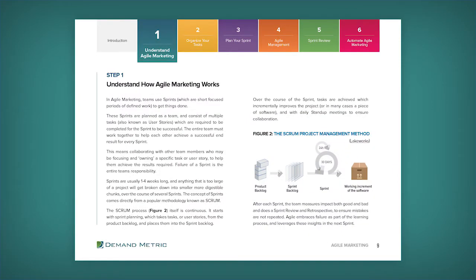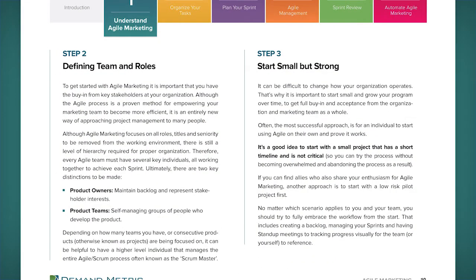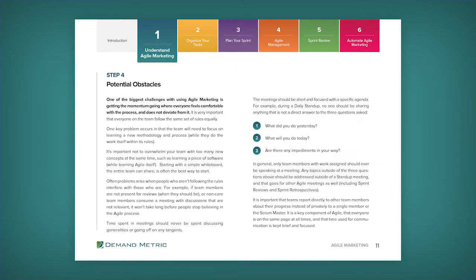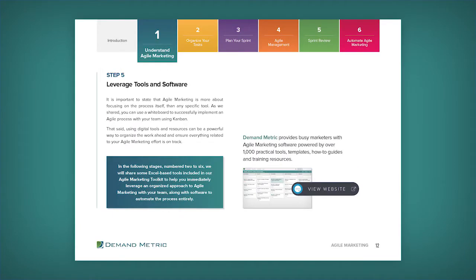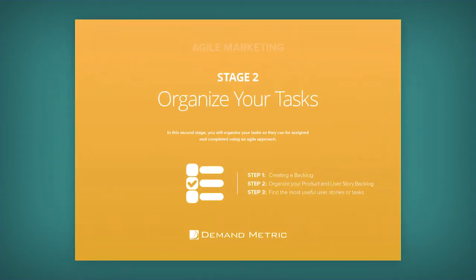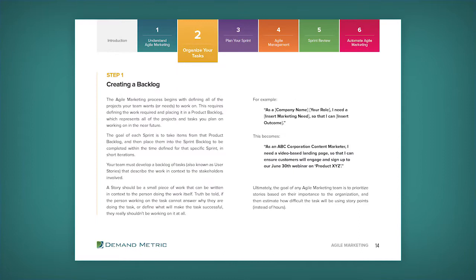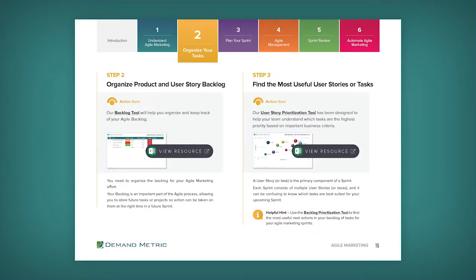Here, your first step is to understand how agile marketing works, followed by defining team and roles, learning about starting small but strong, any potential obstacles that can get in your way, and leveraging tools and software. In stage 2, you're going to be organizing your tasks. And here, you're going to be learning about creating a backlog, followed by actually organizing your product and user story backlog and finding the most useful user stories or tasks.